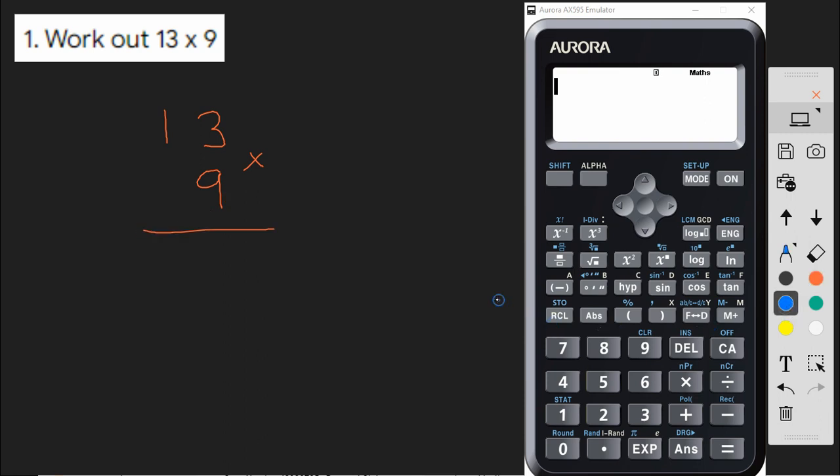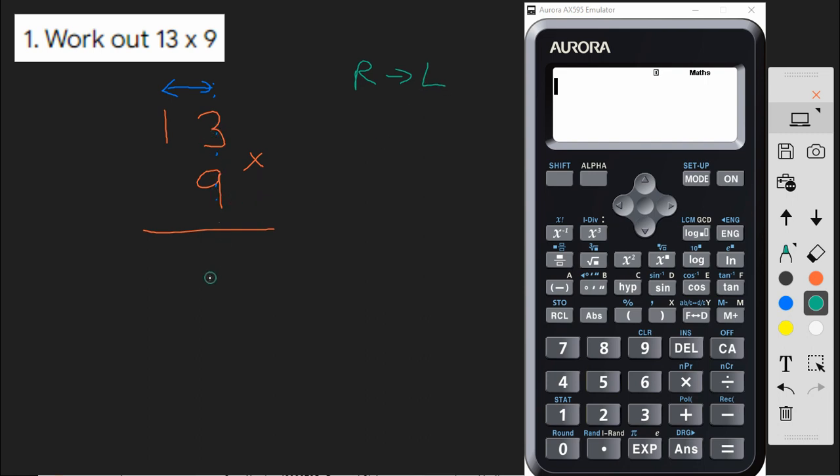Now the key skills that I want you to focus on when you do this are to make sure that your columns are very neatly lined up and that you leave plenty of space between your columns. So it's very clear which is which, and we work from right to left. So we're going to start here.